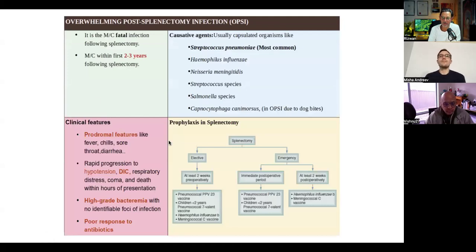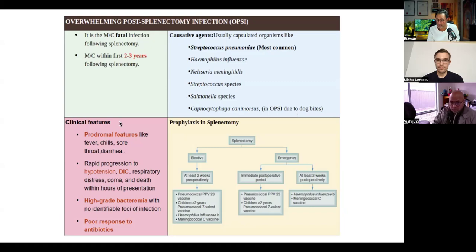This is a very important, and I think very simplistic, chart. It highlights what could lead to overwhelming post-splenectomy infection, or OPSI. They're all encapsulated organisms. Streptococcus pneumoniae is the most common one. Haemophilus, Neisseria meningitidis, Streptococcus species, Salmonella, and Capnocytophaga canimorsus, which is due to dog bites.